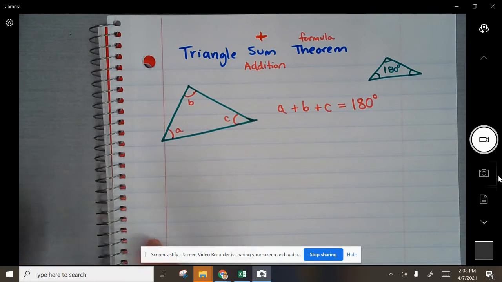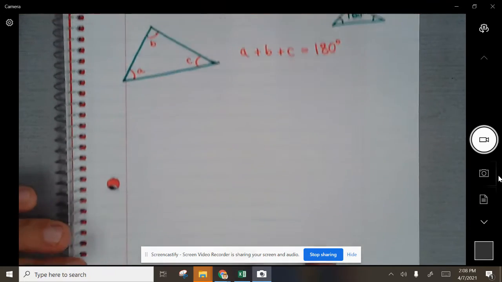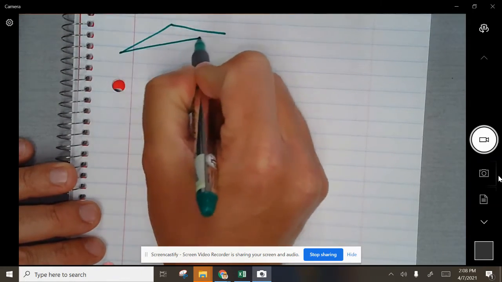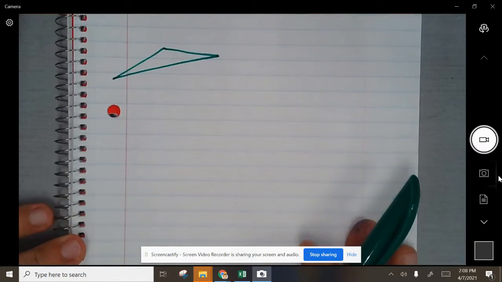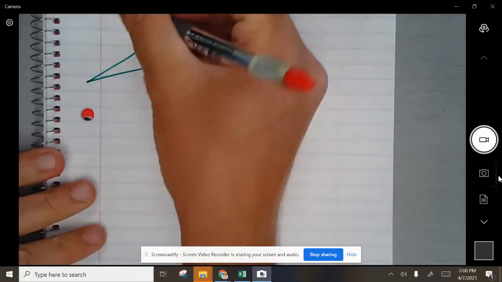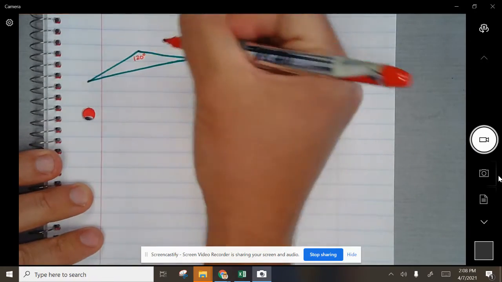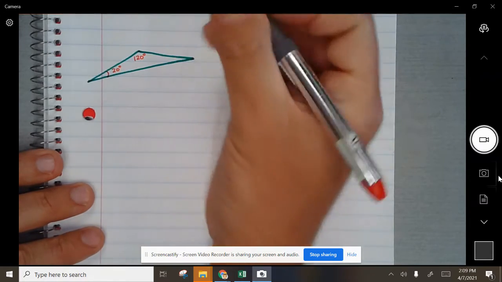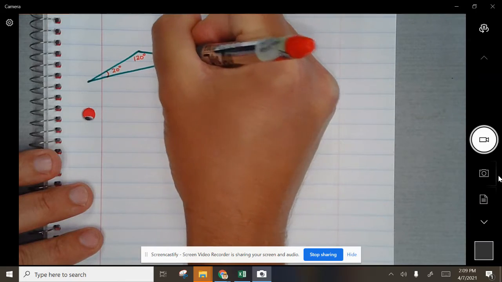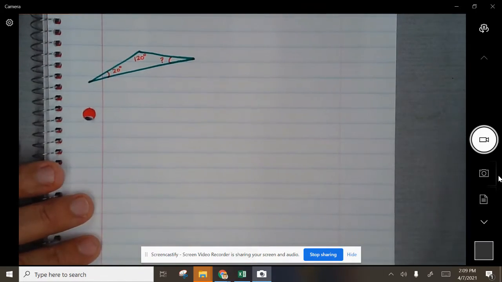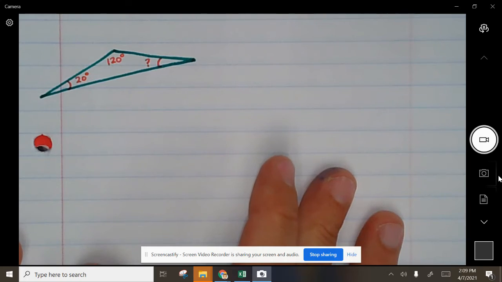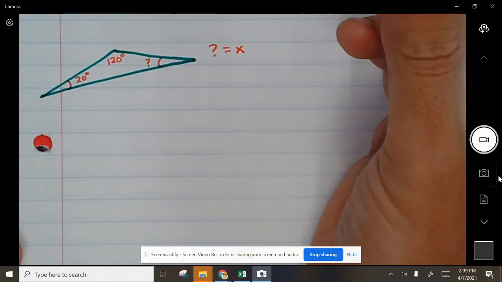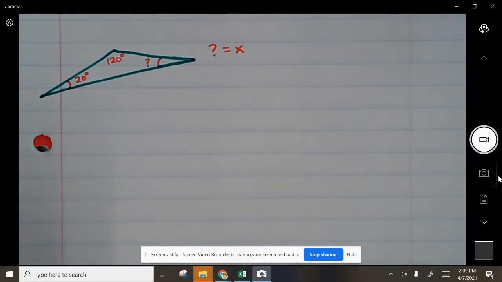Okay? So now, when we go about trying to solve something like this, what if you're given a triangle? Weird looking triangle. If this degree was 120 degrees, and this one was 20 degrees, we'll put that one as a question mark, but question marks basically equal X. You're trying to figure out what the question mark does equal.